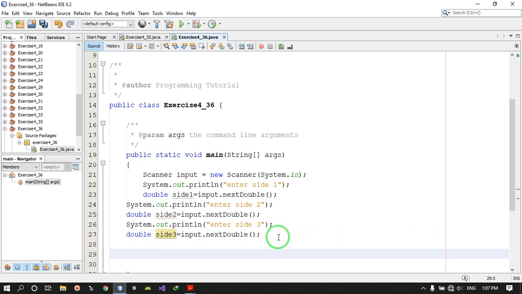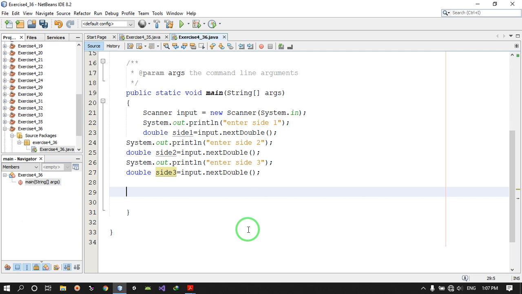Now I told you that the squares of two sides are equal to the square of the third side. So let's do it now. Double side 1 square equals side 1 times side 1.